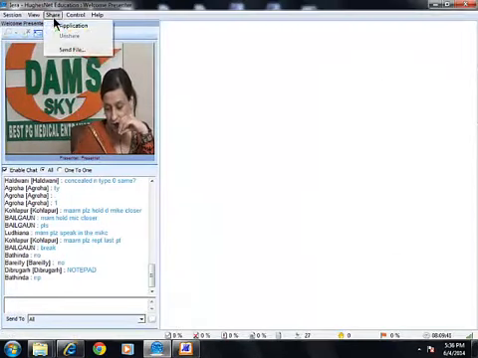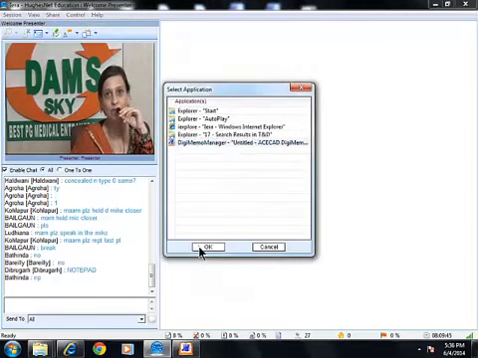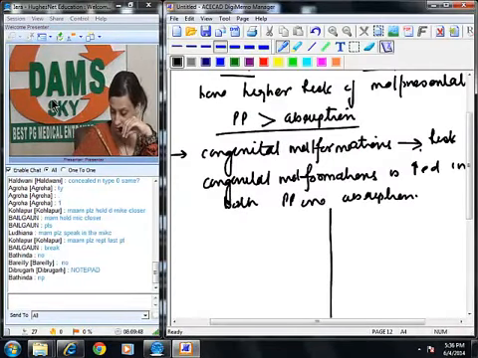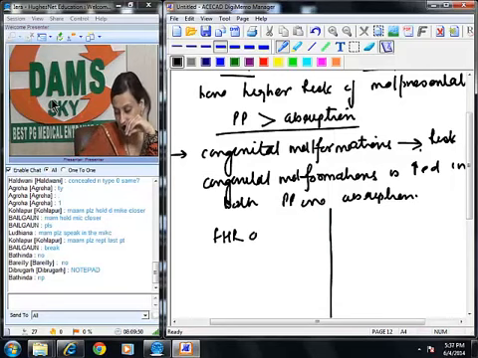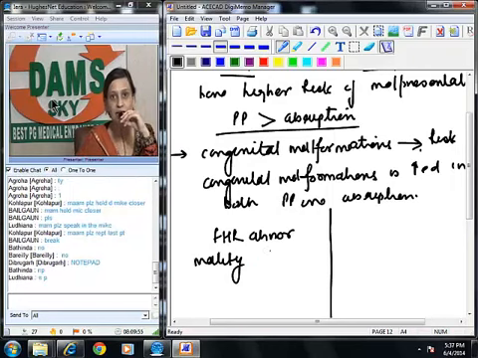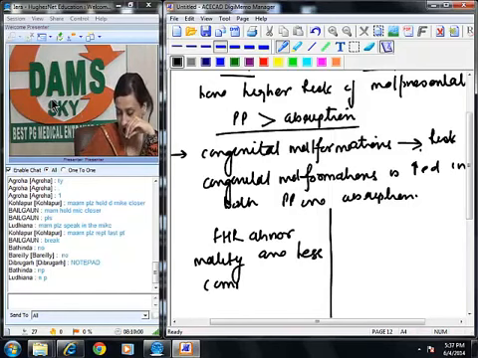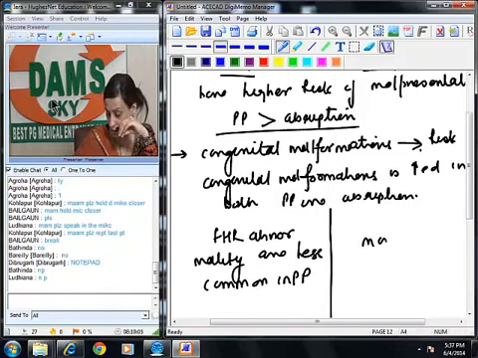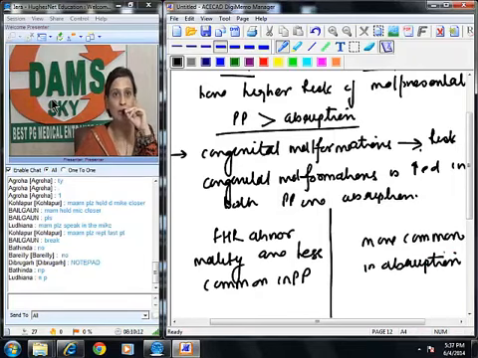Okay. Next, still doing the differences between the two, the next thing which we talk about is fetal heart rate abnormality. Fetal heart rate abnormalities are less common in placenta previa and they are more common in abruption. They are more common in abruption, less common in placenta previa.